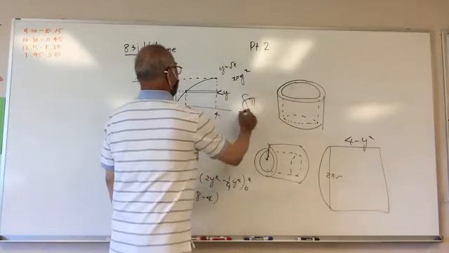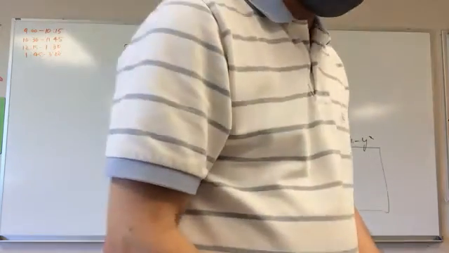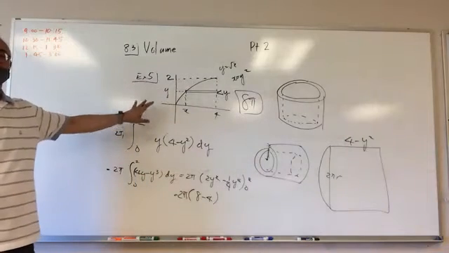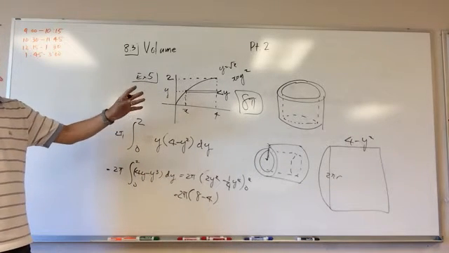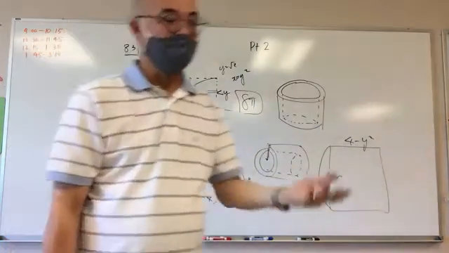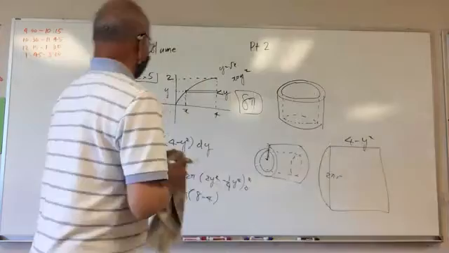Is that the correct answer? So it's 8 pi. Are we good? Did you get that? This is not easy. It's kind of hard, but as you do the homework, hopefully you'll get more fluid with it. Let's do one more of these, and we'll call it a day.